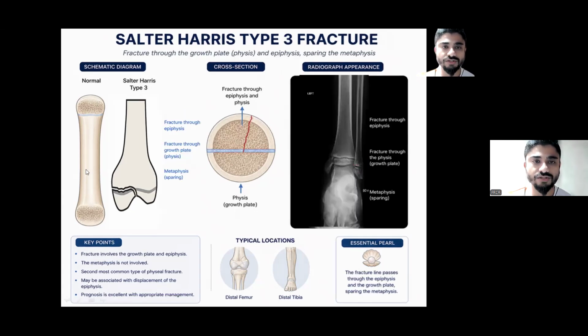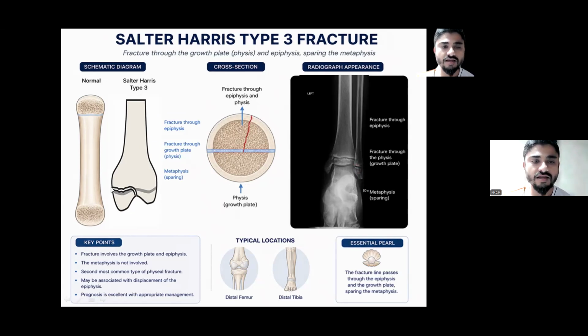Salter-Harris type 3 fracture. Okay, what are Salter-Harris type 3 fractures? So this is the second most common type of Salter-Harris fracture. Type 2 was most common, type 3 is second most common. So what happens in Salter-Harris type 3 fracture? The fracture line runs through the growth plate and involves adjacent epiphysis. The metaphysis is spared. This is how the Salter-Harris type 3 fracture will look like on schematic representation.